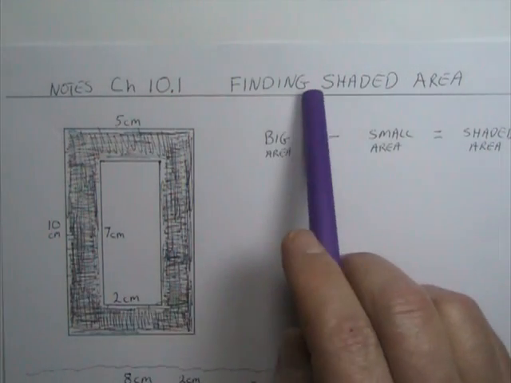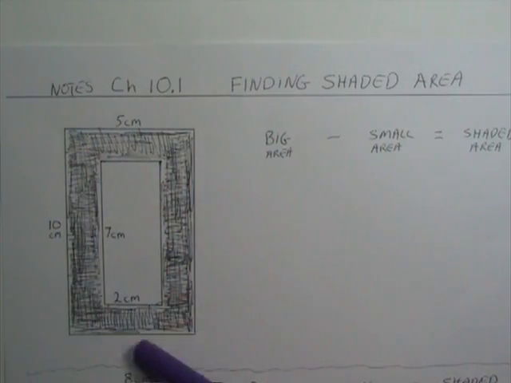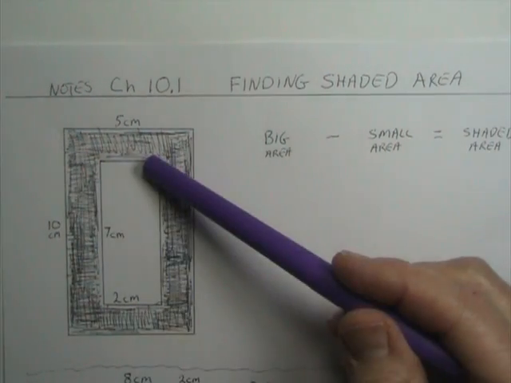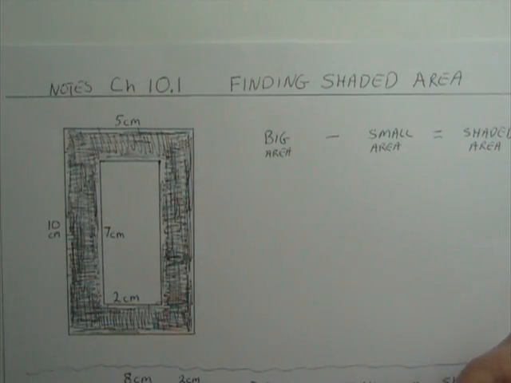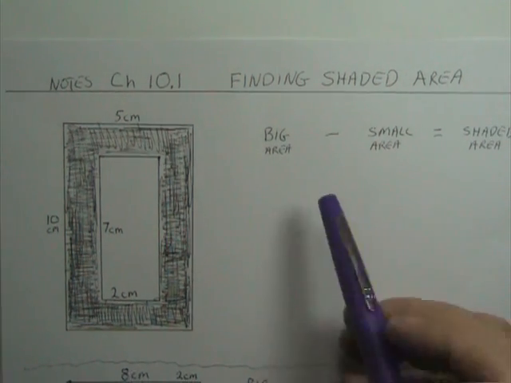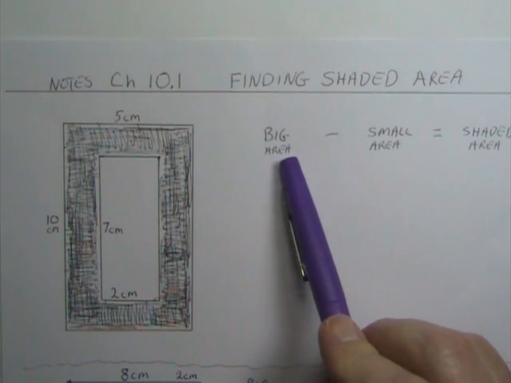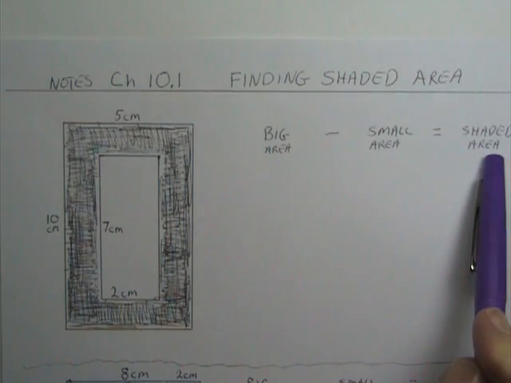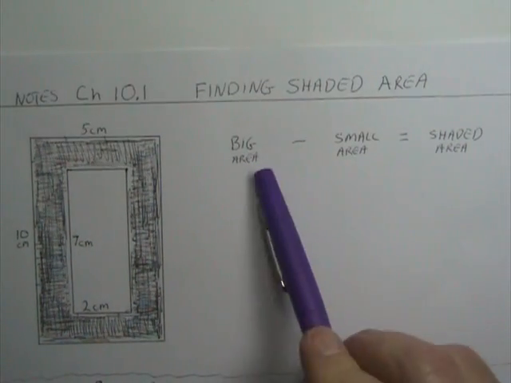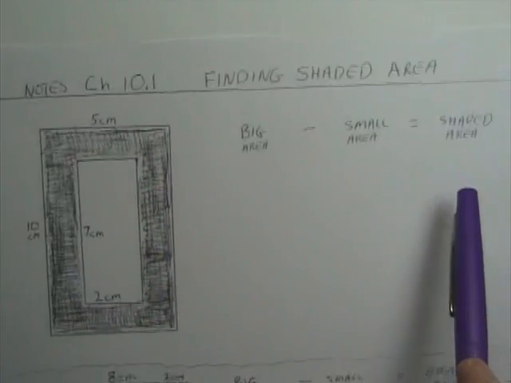Okay, what we're trying to do here is find the shaded area. So you have this rectangle, another one inside of it, but we just want the shaded area. So what we're going to do is, here's our formula. We're going to use a big area minus a small area, and that gives us the shaded area. Big minus the small gives us the shaded area.